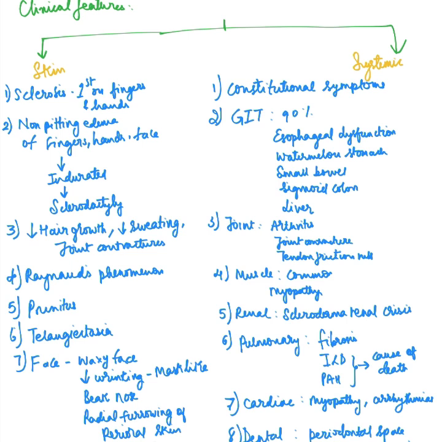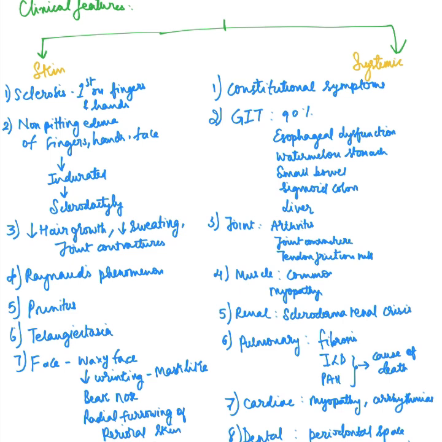Then involvement of the small bowel leads to bloating, malabsorption and malodorous diarrhea, and also episodes of pseudo obstruction. And if sigmoid colon and rectum are involved, there is constipation and overflow incontinence. Liver, it is usually normal, but in certain cases it can present as autoimmune hepatitis.